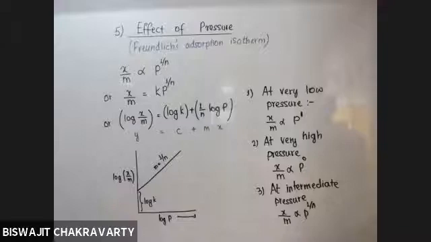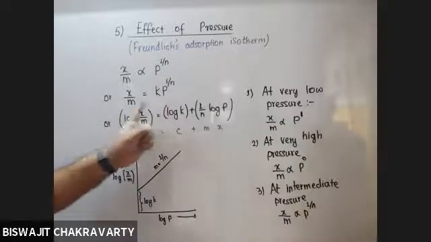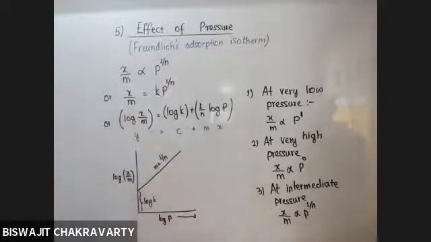And hence, for different pressures, at high pressure, at low pressure, at intermediate pressure, we have come across this relation where 1 by n keeps on changing. For very low pressure, 1 by n has the value of 1. For very high pressure, 1 by n is equal to 0. And for intermediate pressure, it lies between 0 and 1. And thereafter, we have converted into logarithmic form and we get this particular equation.